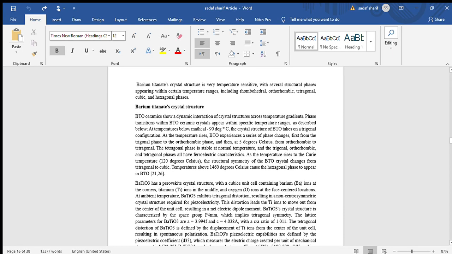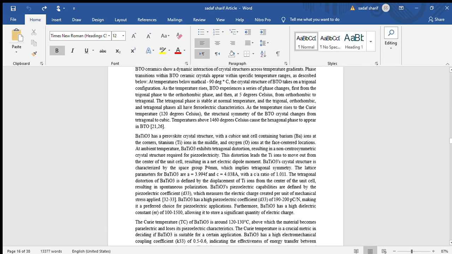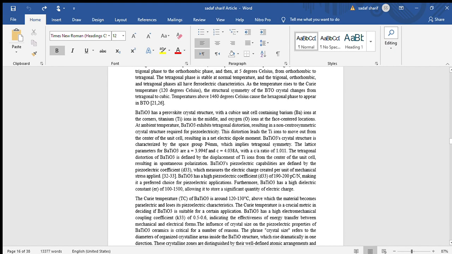Now, what is the crystal structure of barium titanate? Barium titanate has a perovskite crystal structure with a cubic unit cell containing barium ions at the corners, a titanium ion in the middle, and oxygen at the face-centered locations. At ambient temperature, barium titanate exhibits tetragonal distortion. It results in the non-centrosymmetric crystal structure required for piezoelectricity. This distortion leads the titanium ion to move out from the center of the unit cell and results in a net electric dipole moment.